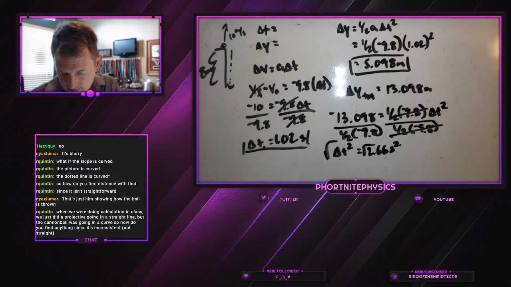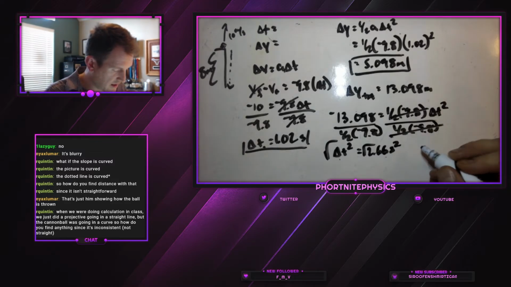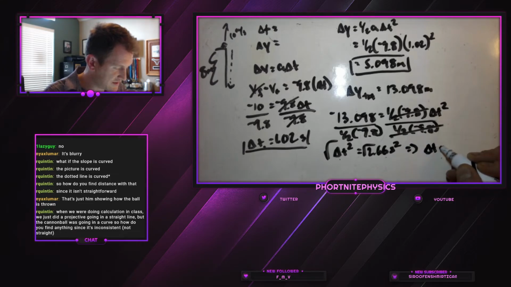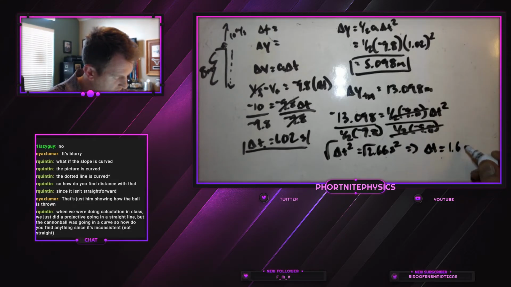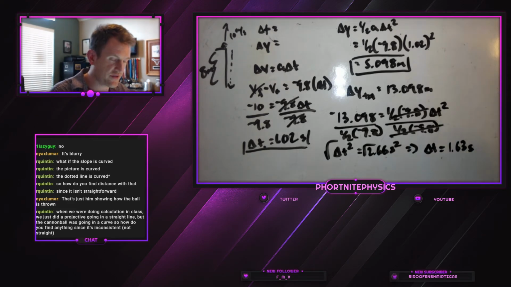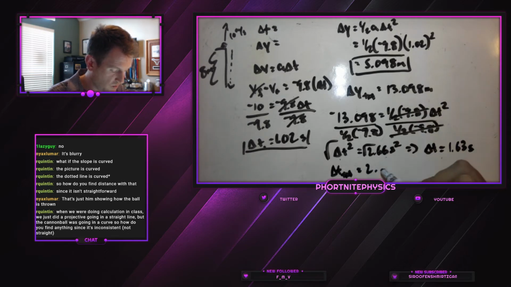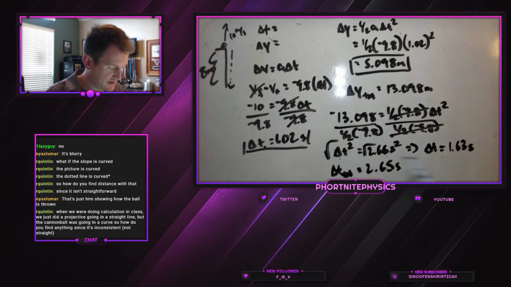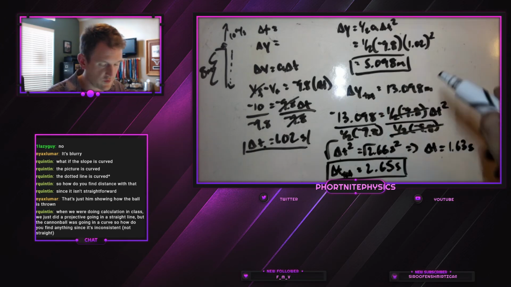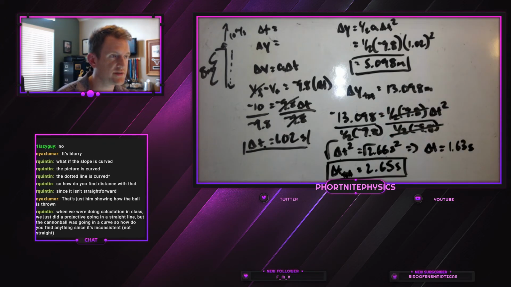Now we just have to take the square root of both sides, and our delta time is equal to 1.63 seconds. That's how long it takes to fall from the height that it ascends to when we throw it straight up. So we have to add this to this to get our overall flight time. So our total time is 2.65 seconds. This plus this. There we go. So we solve for delta y and we solve for change in time.